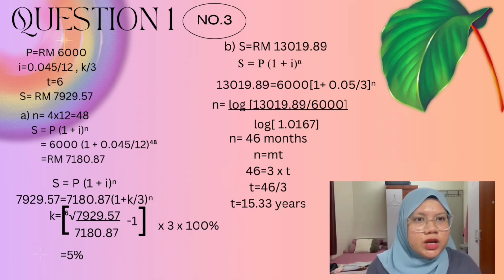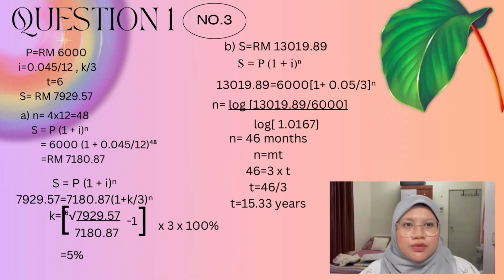So we move the number to one side, and we will get K equals the Nth root of (7,929 ringgit and 57 cents over 7,180 ringgit and 87 cents) minus 1, times 3 and times 100%, and we will get the answer for K, which is 5%. Let's move on to question 3B.